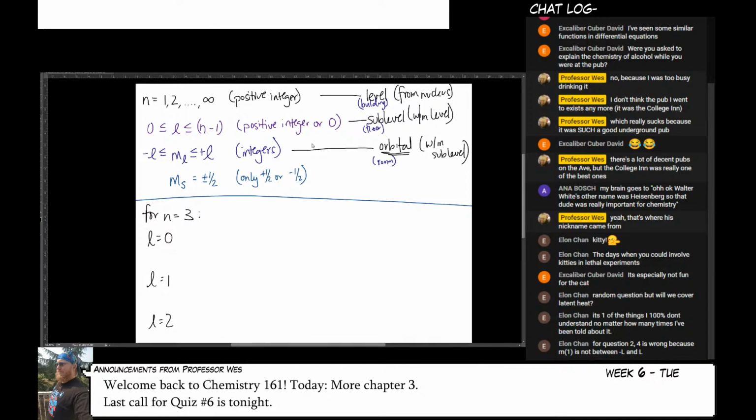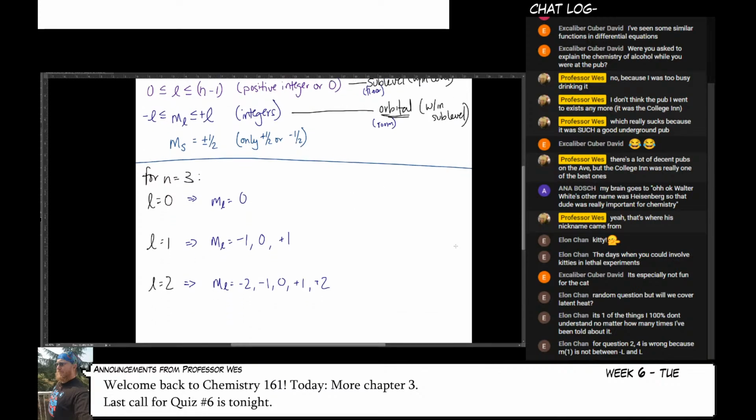And let me get a different color that's darker than that green there. So that'd be m sub L equals 0 for L equals 0. For L equals 1, m sub L can be -1, 0, and +1. And then for L equals 2, m sub L can be -2, -1, 0, +1, and +2.